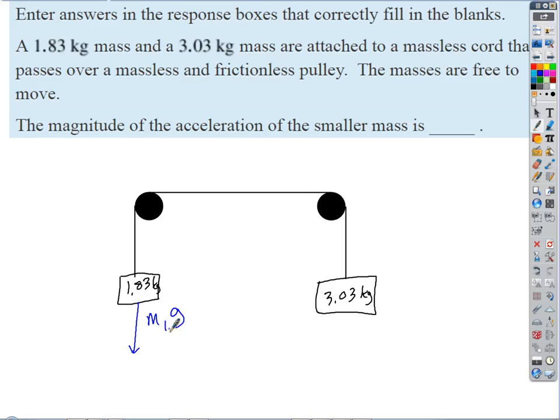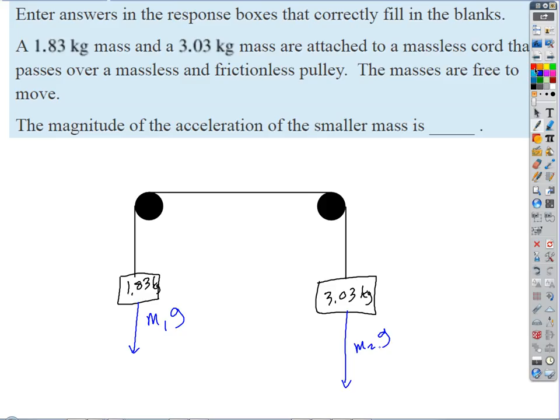M1 is going to be the smaller of the two weights, or masses. And then over here we've got gravity, and that's going to be a little bigger vector. We'll call that M2G, where M2 is 3.03. What else? Anything else acting? Nothing else acting? Ah, there's tension, isn't there? Okay, there is some tension.